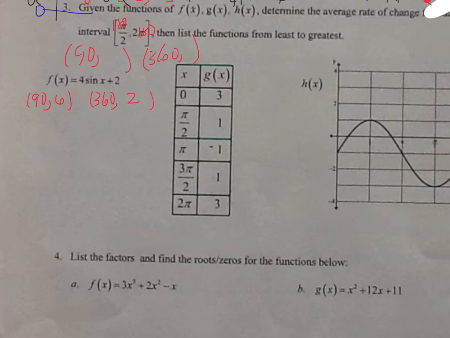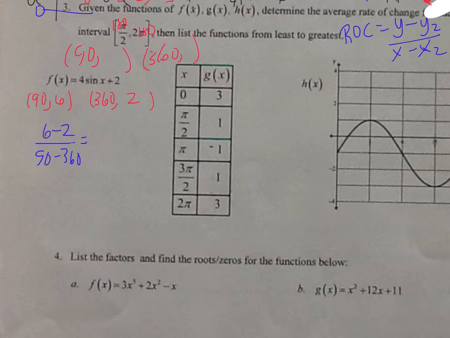All right, now we're going to find the rate of change. The rate of change is y minus y over x minus x. All right, so the rate of change here is going to be 6 minus 2 over 90 minus 360. And we get 4 over negative 270, which reduces to negative 2 over 135. Okay, so that's f of x.